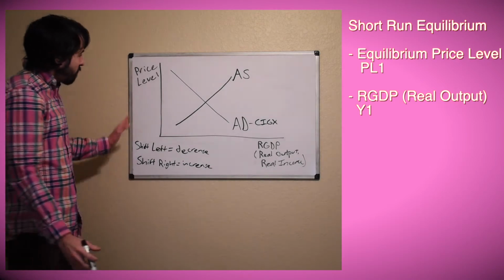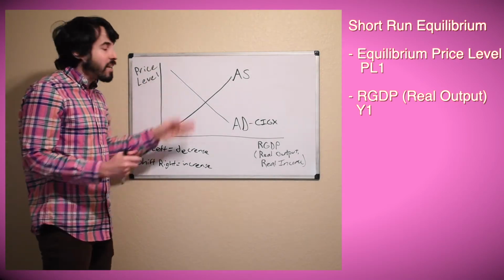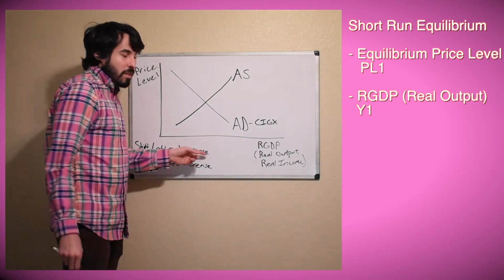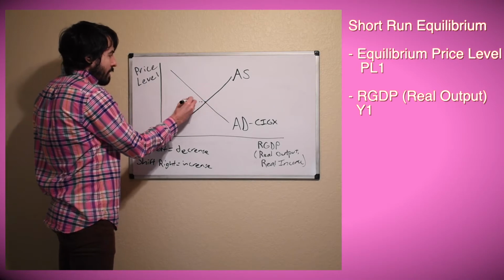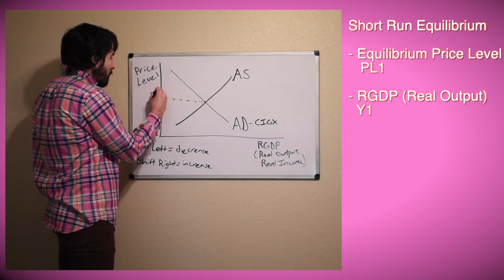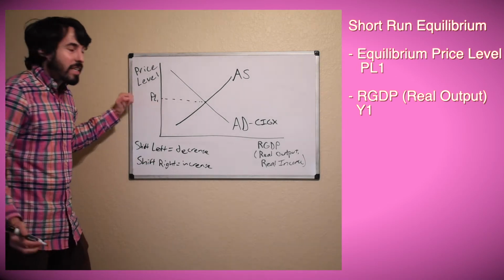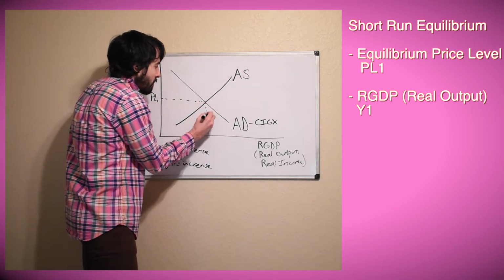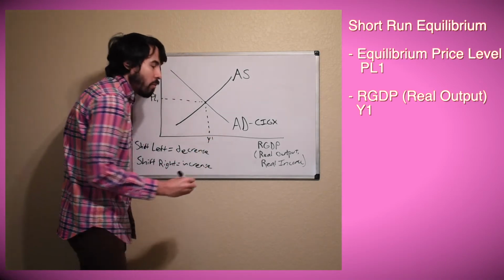Okay, so first and foremost, remember we're measuring our price level, aka our inflation rate, and our real GDP, aka our output. So first thing we gotta do is put our equilibrium price level, and we're just gonna call this PL1. This is our current price level. This is the inflation rate that we're starting at. Down here, this is our current output. This will be our actual output, and we're gonna label this Y1.